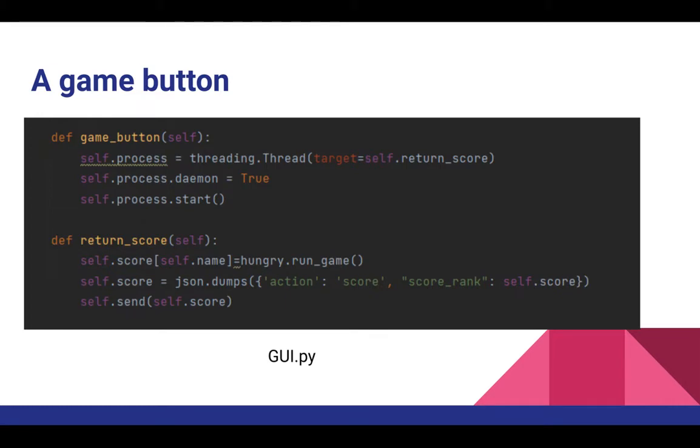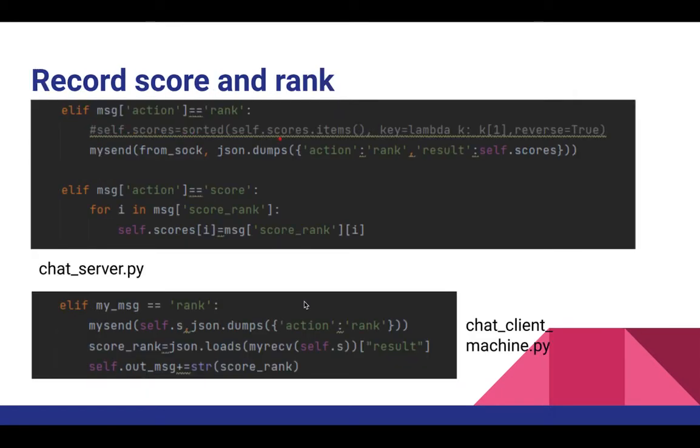This is a game button that is in the GUI. So when you press the game button, it will start the game, and then when the game is over, it will use the return score function to return the score to the chat server. On the chat server side, there will be two functions, rank and score. And also on the chat client machine, there's a rank function to receive the score and rank them.